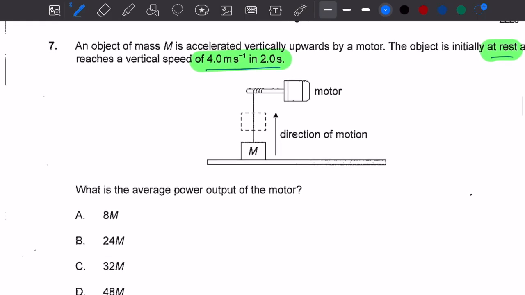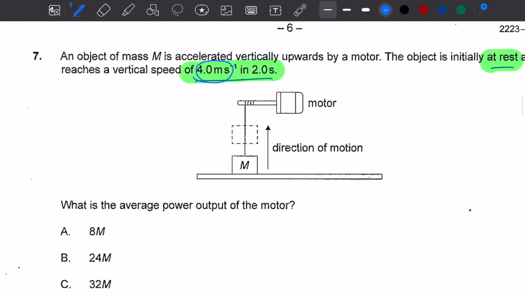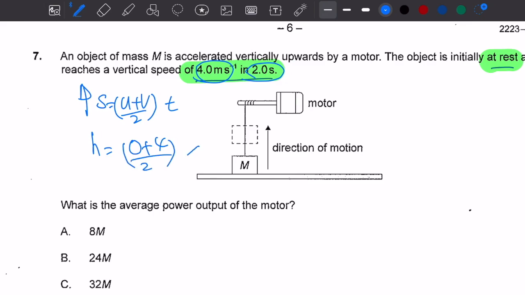Question number 7 starts at rest and gets to 4 meters per second in 2 seconds, right? So let's find how much is the distance. S equals u plus v over 2, times t. Distance we don't know. 0 plus 4 divided by 2, times 2. It is 4 meters height, right?